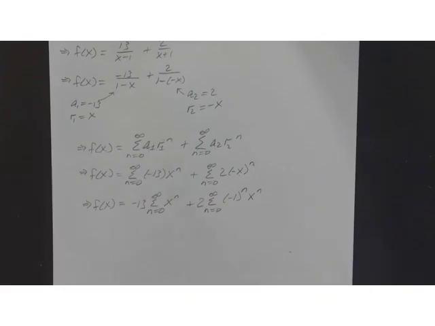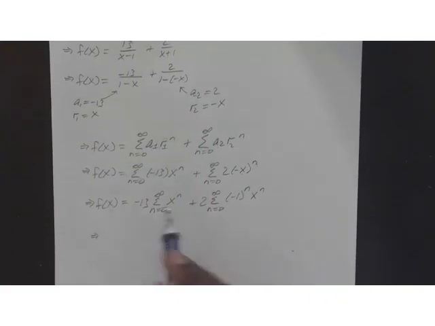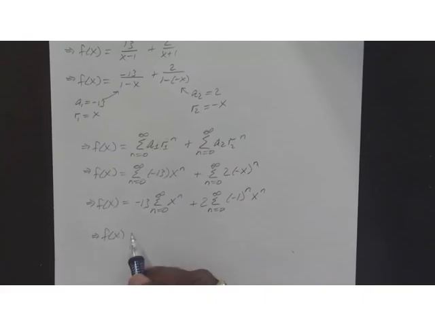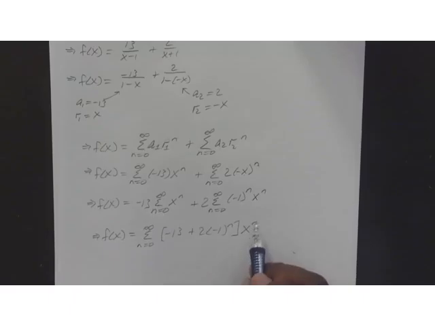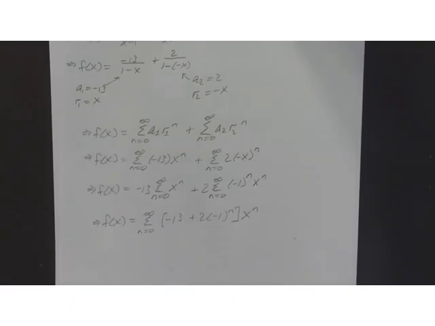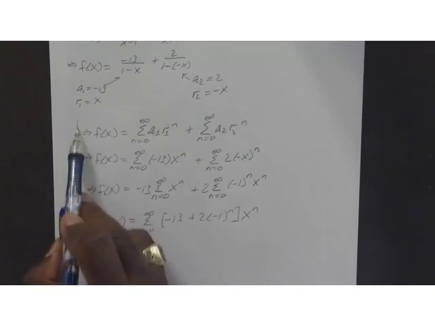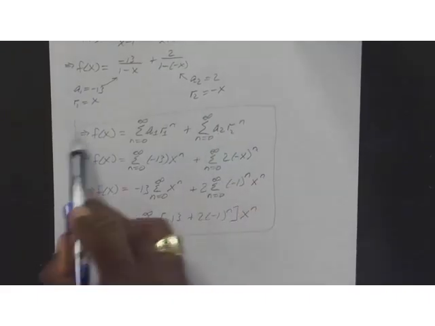Okay, so just like we did before, we can rewrite our function f of x is equal to, factor out our summation. So we have negative 13 plus 2 times negative 1 to the power of n, and we'll factor out our x to the power of n. Okay. So really, this part was just kind of extra practice.